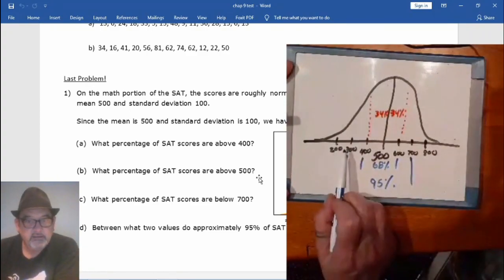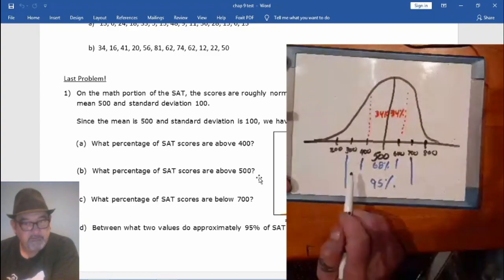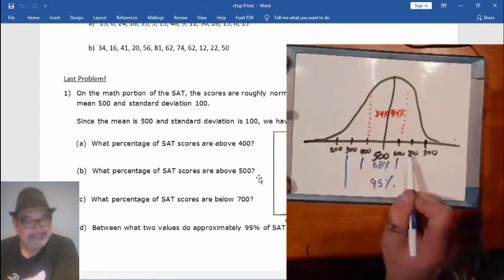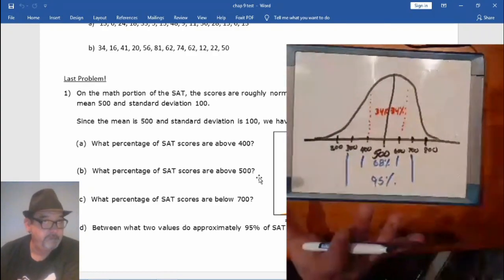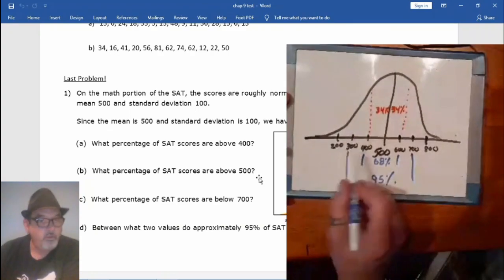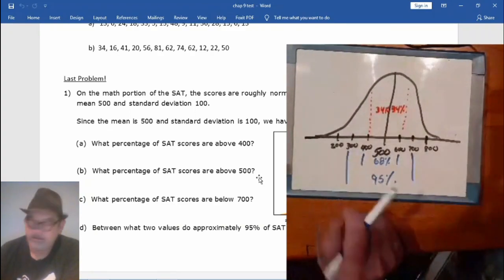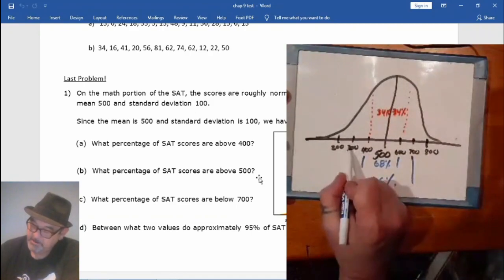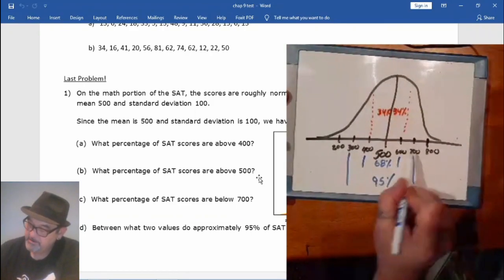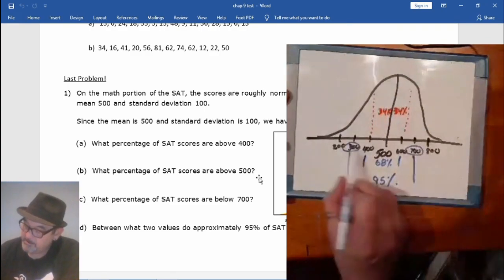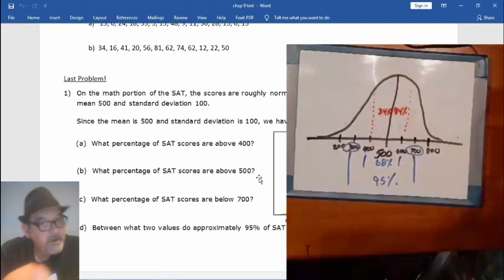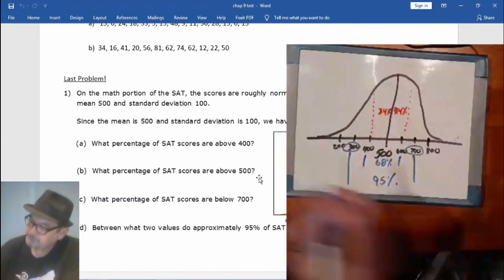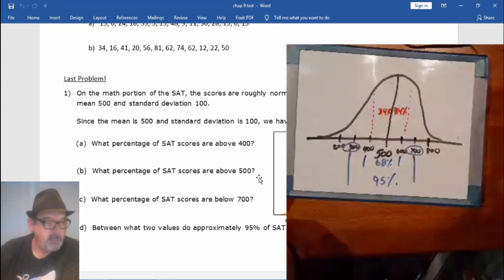So what 2 values make up 95%? Between 300 and 700. Okay? So the answer to that question, they're not looking for a percent, they're looking for intervals. Between what 2 numbers is 95% of the data? Well, here's my second standard deviation here. Here's my second standard deviation here. I know that out 2 standard deviations account for 95% of the data. You can see it on the little graph that's provided there for you. So it's between 300 and 700.